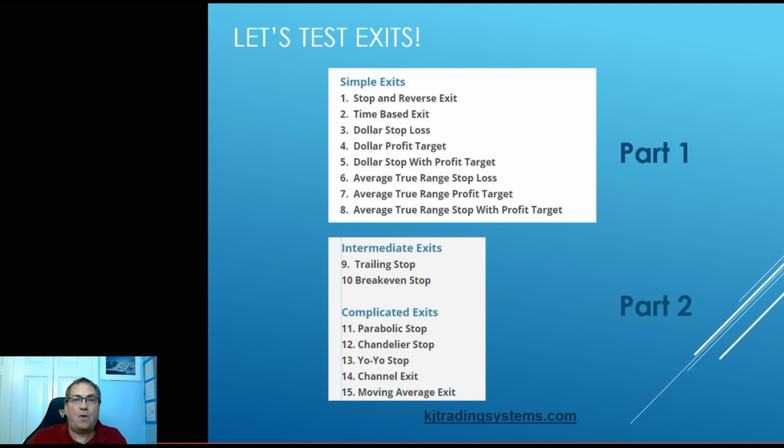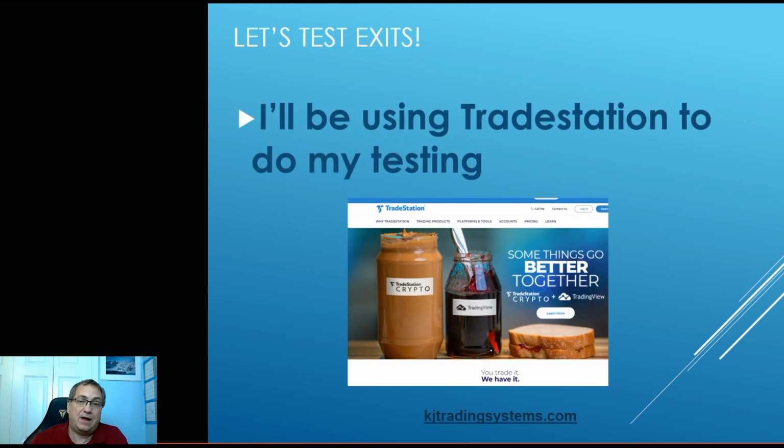But in part 1, I actually tested what I would call simple exits, things like stop and reverse and just a simple dollar stop loss and those kinds of things. And in part 2, which is this video, I'm going to go into intermediate exits and also complicated exits. And let's see, can those beat out what was the best exit in part 1, which was just a simple stop and reverse exit? I don't know.